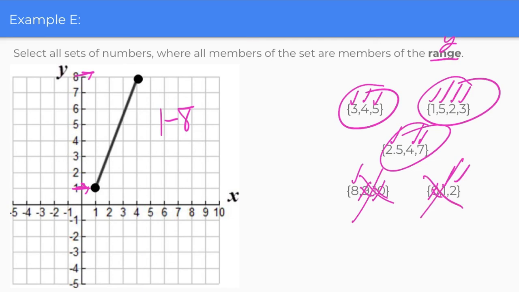So as you can see, we selected only sets where every number fell between 1 and 8 because that was the line on the graph. Every number needs to fall and meet that criteria. Otherwise, the entire set does not count.